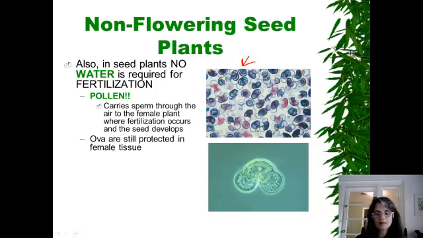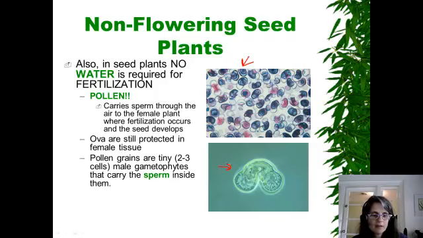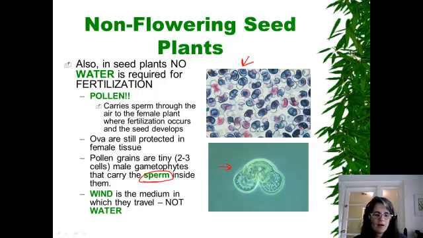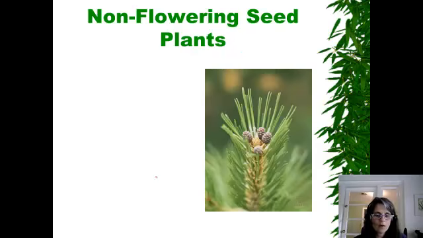This pollen contains the sperm. The pollen is really the male gametophyte, but look, it's been reduced to like 3 cells. It's very tiny, but it is able to be airborne and fly around. Okay, so pollen grains are really tiny. They carry the sperm inside them. Wind is the medium in which they travel, not water.